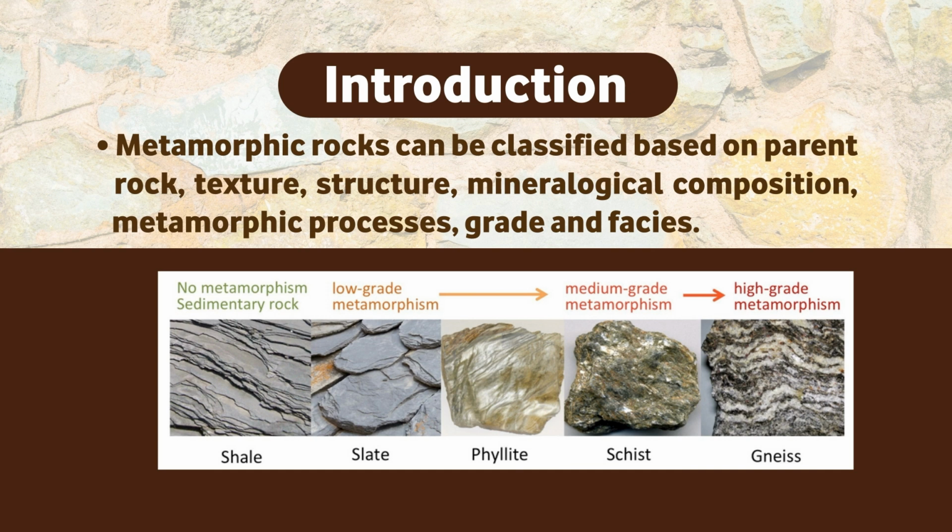Below you can see a diagram where we are showing a shale, which is a rock which has no metamorphism, it is a sedimentary rock. This will be followed by low grade metamorphism which will convert the shale into slate. On further increase of pressure and temperature, we will convert the slate to phyllite. Phyllite will then get transformed to schist, and later on with further increase in pressure and temperature, we will have a high grade metamorphism which will result in formation of a gneiss.